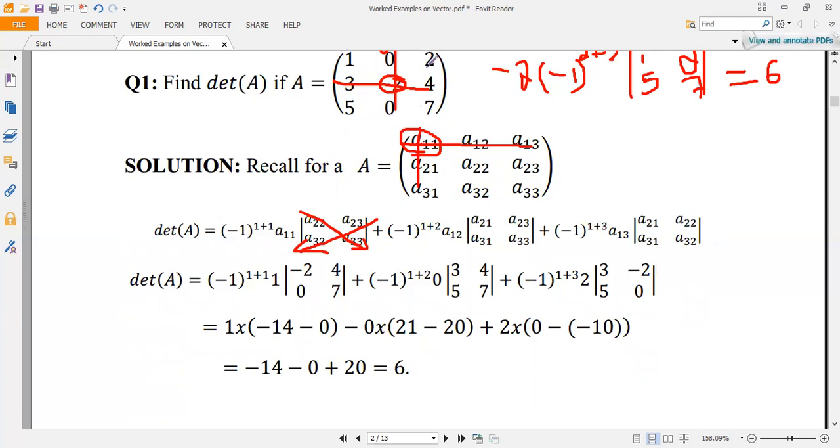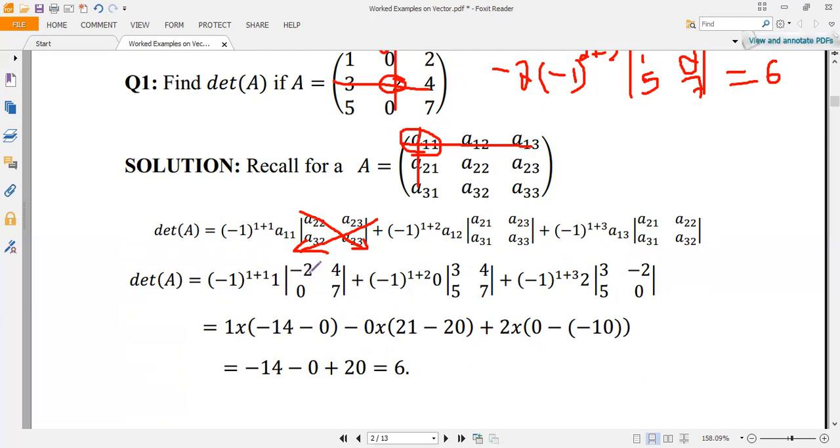And the last one is the cofactor of 2, which is minus 1 to the power of 1 plus 3, which is positive, and then cancelling the row and column which contain 2, we get [3, 5; -2, 0]. So now we calculate these determinants.